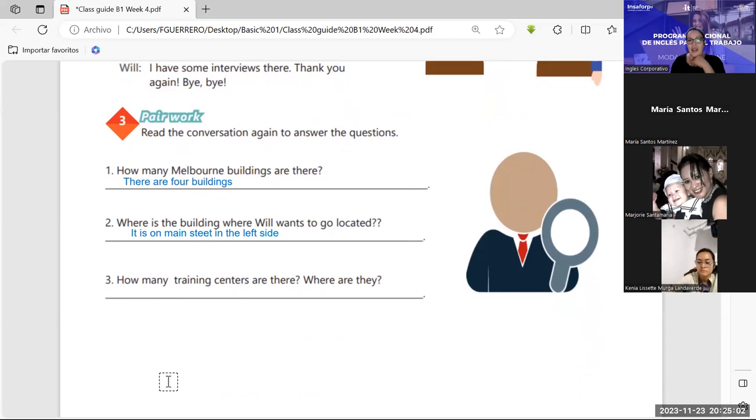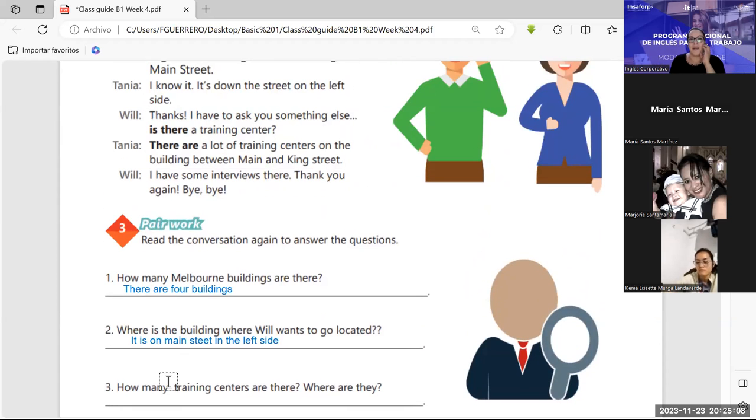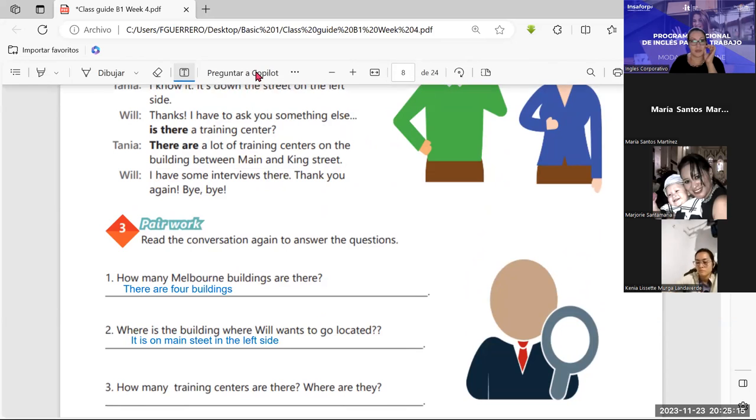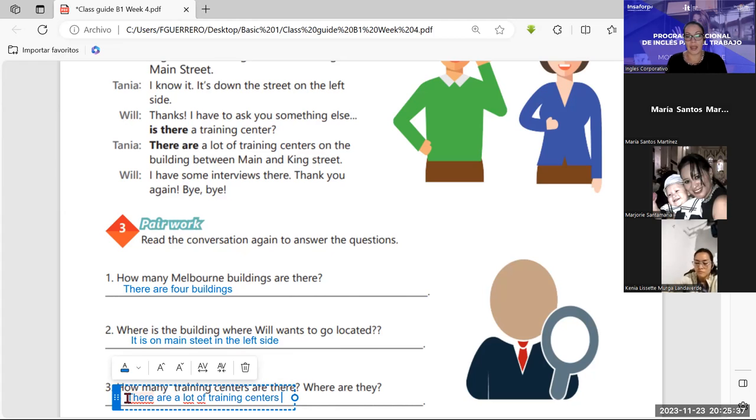Last question. How many training centers are there and where are they? There are a lot of training centers. Yes, there is not an exact number. So they say only a lot of. So yes, there are a lot of training centers. And next question is, where are they? Between Main and Kane Street.